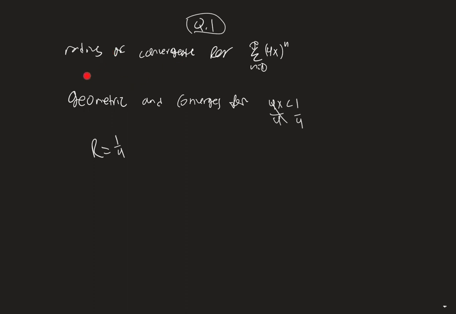This question is asking us to find the radius of convergence for this power series. So this power series is a geometric one and it converges when |x| is less than 1/4. So that means that the radius of convergence is 1/4. Anything outside of this 1/4 and the power series doesn't converge.